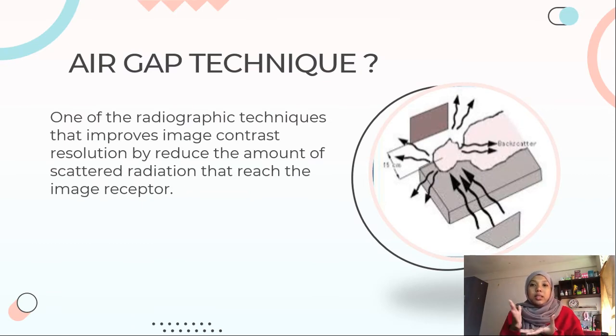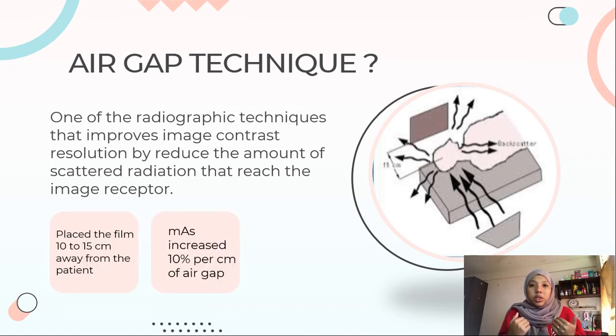What is the air gap technique? The air gap technique is one of the radiographic techniques that improves our image contrast resolution by reducing the scattered radiation that reaches the image receptor, which is our cassette. In addition, the mAs will increase by 10% per centimeter of air gap. So for your information, if we use the air gap technique in our imaging process, the result will be exactly the same as using an 8:1 grid. So in this case, we don't have to use the grid anymore.